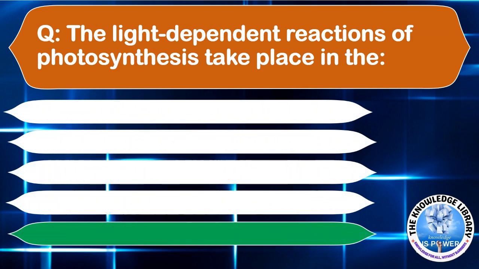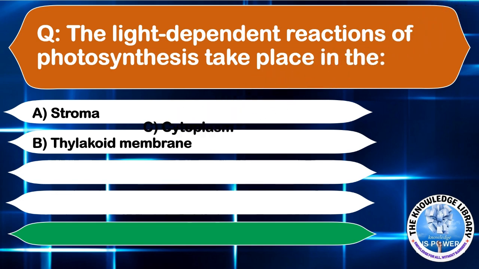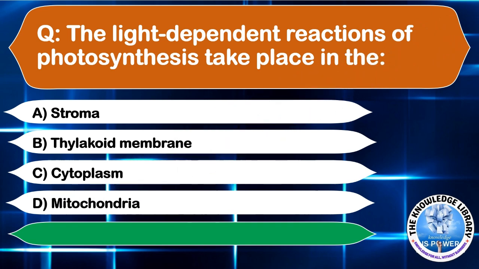The light-dependent reactions of photosynthesis take place in the option A, stroma. Option B, thylakoid membrane. Option C, cytoplasm. Or option D, mitochondria. The correct answer is option B, thylakoid membrane. Moving to the next question.